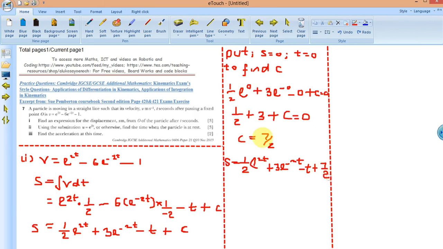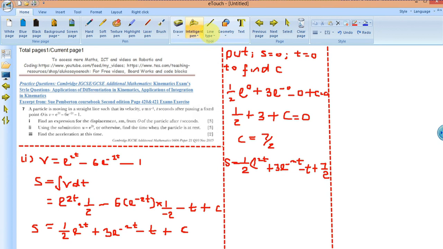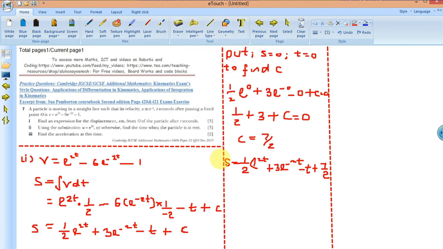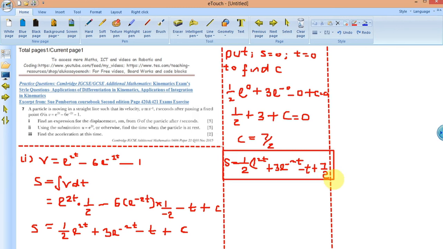So that's the solution to that question. So let's go ahead and put it in rectangular. So that's the expression for the displacement, guys. So this is the expression for the displacement.